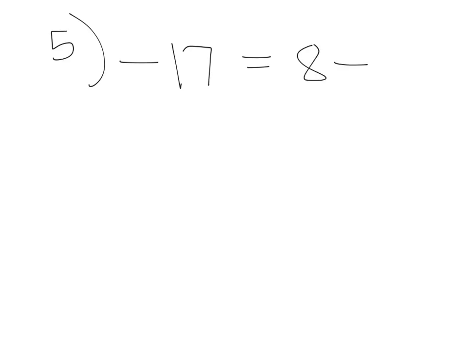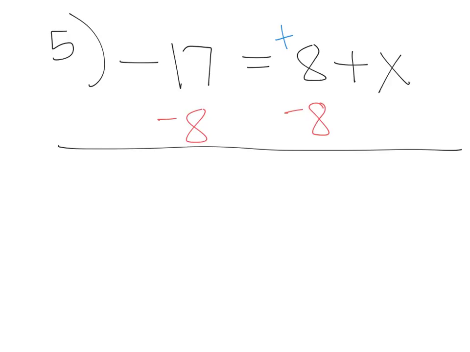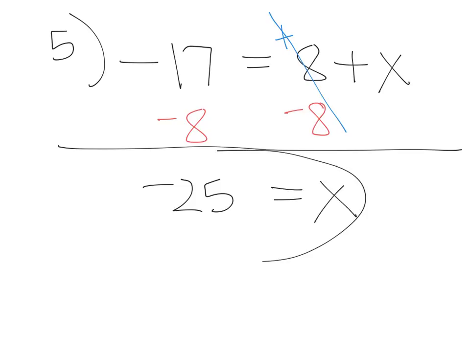Problem 5. Negative 17 equals 8 plus x. Okay, this is just a one-step equation. You need to remember that this 8 is a positive 8. So to get rid of it, I'm going to subtract 8 from both sides. And when I do that, on the right side, plus 8, negative 8 cancel out. Negative 17 and negative 8, they're all negative. So my final answer is negative 25 equals x.